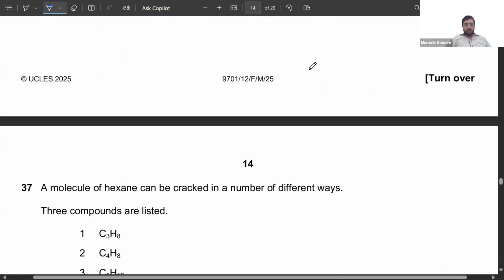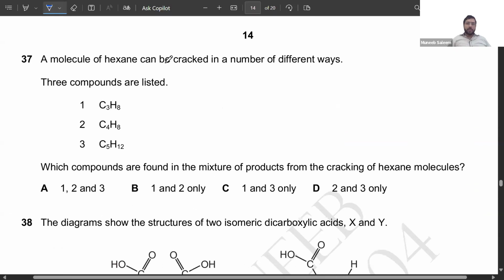Now, question number 37. A molecule of hexane can be cracked in a number of different ways, and the compounds are listed. Which compounds are found in the mixture products from the cracking of hexane molecules? All right, here we have to decide the fragments or fractions which are produced by the cracking of hexane. Hexane, as we know, is an alkane compound with 6 carbon atoms. Now, this first compound is basically propane. The second compound is basically butene. And the third compound is pentane.